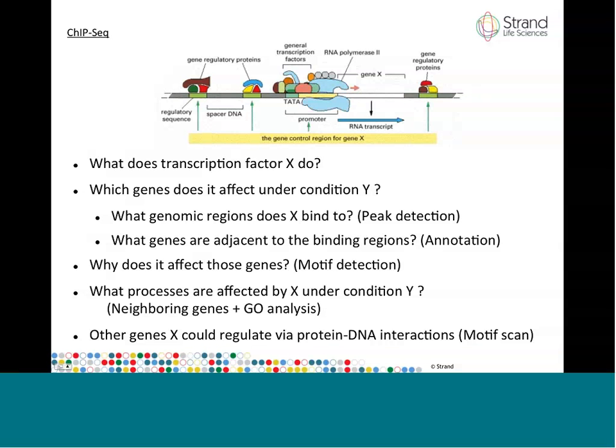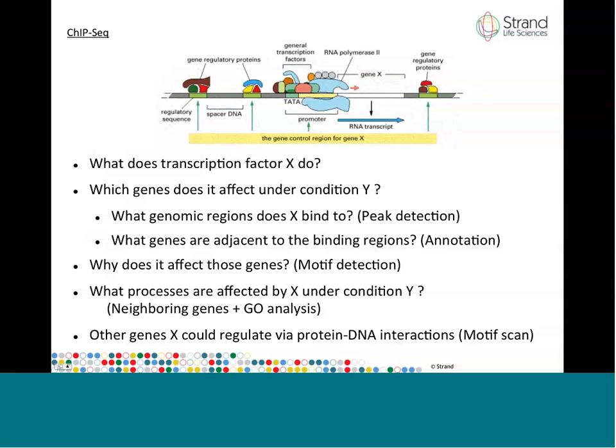What genomic regions does X bind to? And that is solved by the peak detection algorithms. And secondly, what genes are adjacent to the binding regions? And this we infer using the annotations that we package with the tool. So given these two computational blocks, we'll be able to predict what genes are affected by the transcription factor.